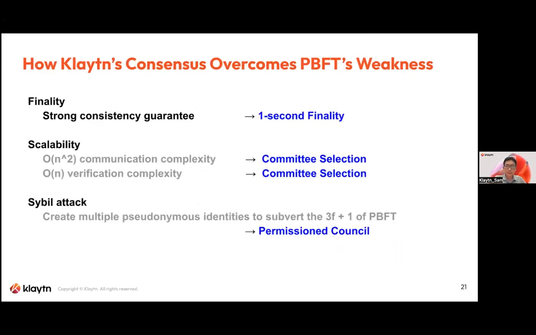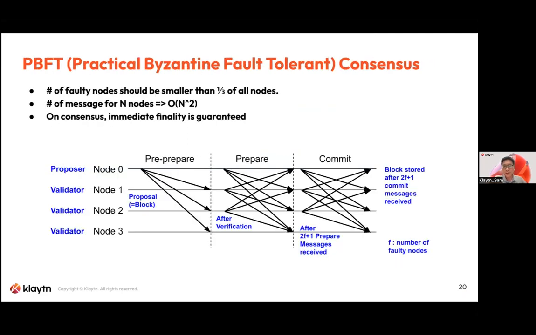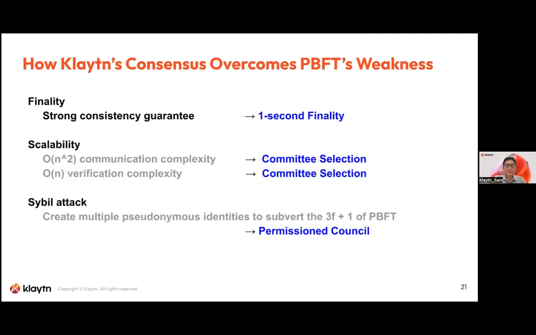But as you can see, the number of messages increases depending on the number of nodes. And again, the complexity is order of n square. So the original PBFT has some weaknesses: the message communication complexity, and also the severe attack, and so on. How can we overcome those weaknesses? It is like this.